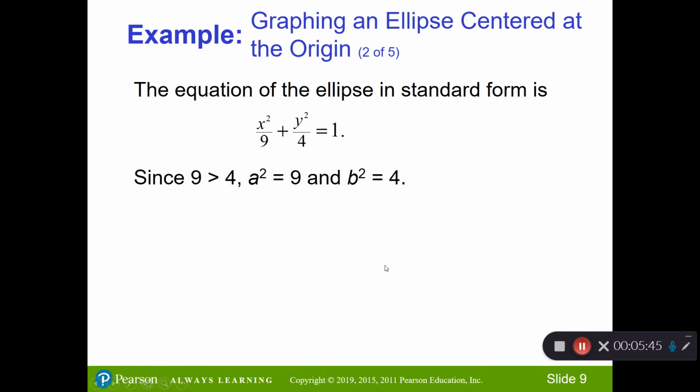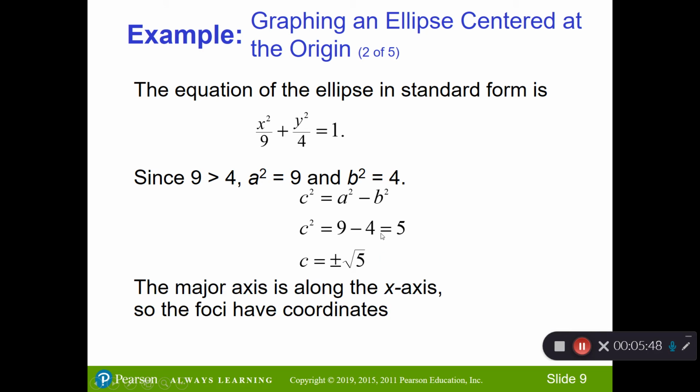So my center is at 0, 0. I'm going to plot those points, and I also need to find the foci. So I do c squared equals the bigger number squared, 9, minus the smaller number, 4. 9 minus 4 is 5. Square root it, so c is plus or minus square root of 5.